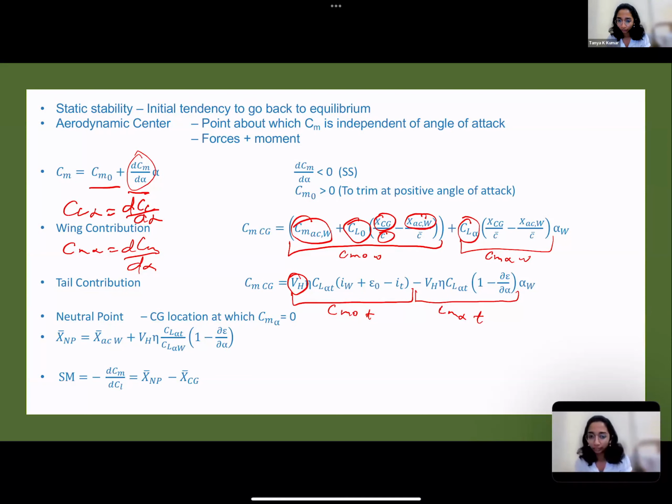Now, what is VH? We had found this VH in some of the questions, so this should be simple. What is VH? Volume ratio of the horizontal tail. Perfect. CL alpha tail is the lift curve slope of the tail airfoil of the wing. There's an eta there. What is eta? What was eta?